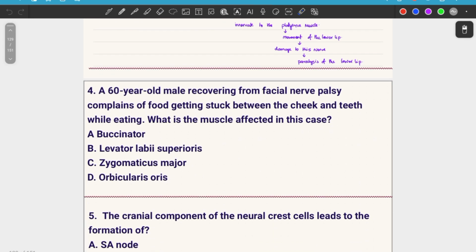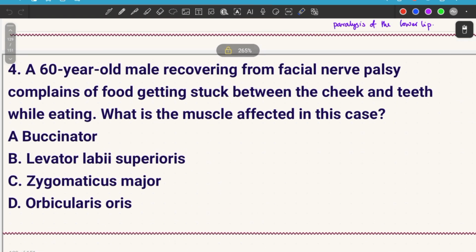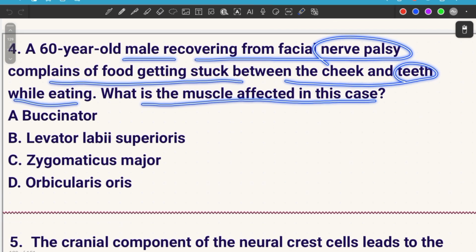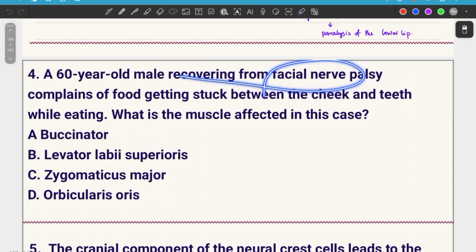Okay. Let's come to the fourth one. A 60-year-old male recovering from facial nerve palsy complains of food getting stuck between the cheek and teeth while eating. What is the muscle affected in this case? He has a facial nerve palsy. Now he is recovering from the facial nerve palsy. But the question says food gets stuck between the cheek. That means something related to the cheek muscle got paralyzed. So the food is not pushed against the teeth, hence the food directly comes and gets stuck in between the cheek and teeth.